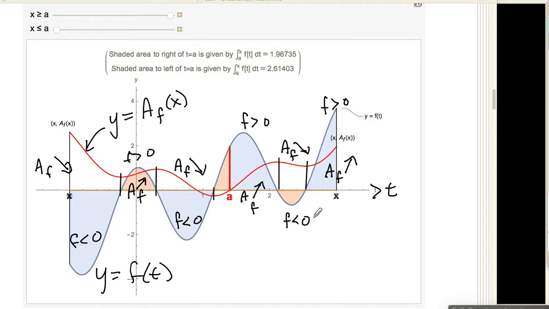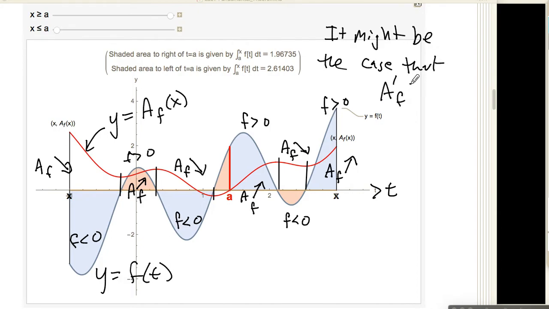All of these things are very definitely reminiscent of the property of a function and its derivative. A function goes up when its derivative is positive. A function goes down when its derivative is negative. A function has an extreme point when its derivative is 0. All of this stuff here is saying that it might be the case that the derivative of the area accumulation function is equal to f, because they have the right relation. When f is positive, A is going up. When f is negative, A is going down. When f is 0, A has an extreme point.